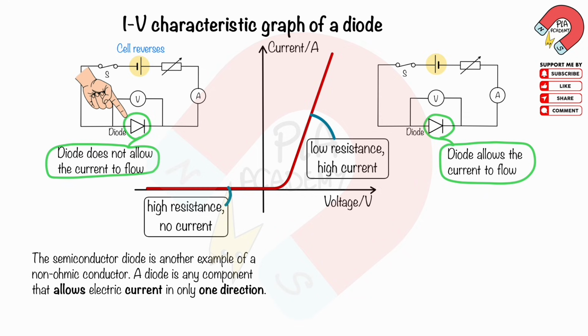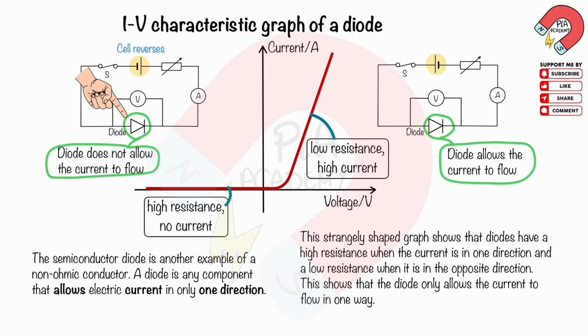A diode is any component that allows electric current in only one direction. This strangely shaped graph shows that diodes have a high resistance when the current is in one direction, and a low resistance when it is in the opposite direction. This shows that the diode only allows the current to flow in one way.